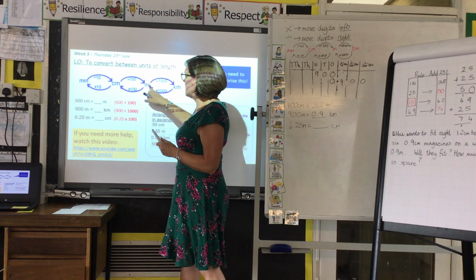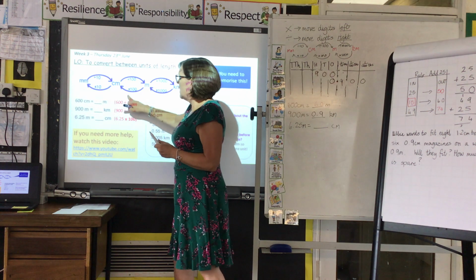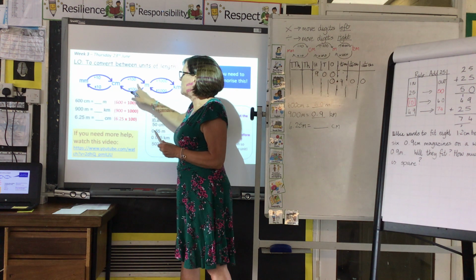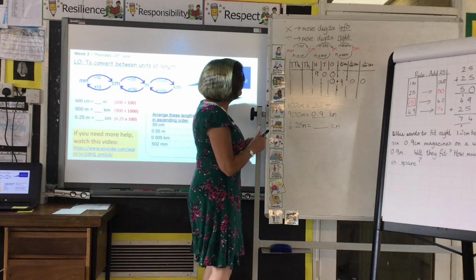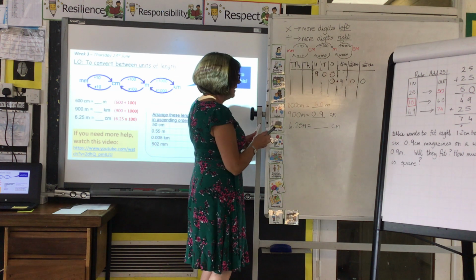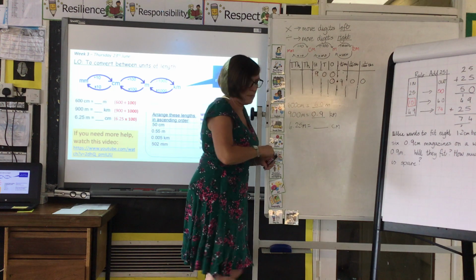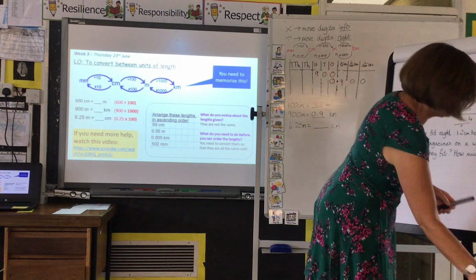Okay? And the last one, 6.25 metres into centimetres. So we're converting metres into centimetres, we multiply by 100. There are 2 zeros, so we are going to move 2 places left. So let me just use a different colour and the right pen this time.